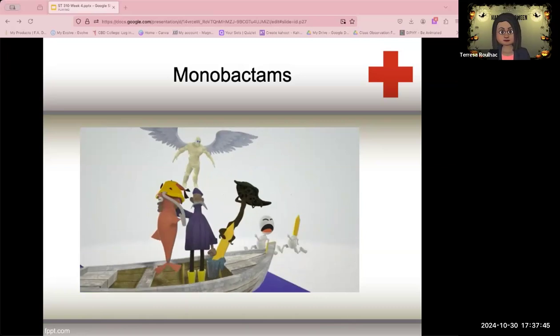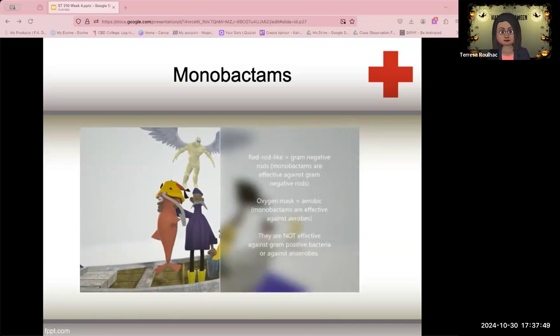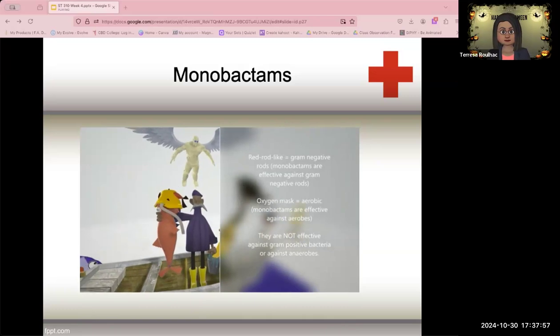This fish, which is red and rod-like, is going to remind us of two things. One, that monobactams are effective against gram-negative rods, red for gram-negative since it stains red in gram staining. And the oxygen mask over here is going to help us remember aerobic bacteria. Monobactams are effective against gram-negative rods that are aerobic. They are not effective against gram-positive organisms, and they are not effective against anaerobes.